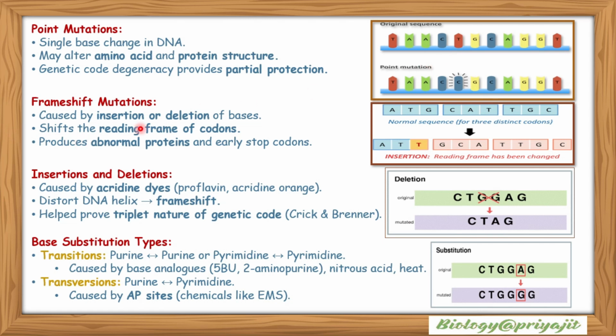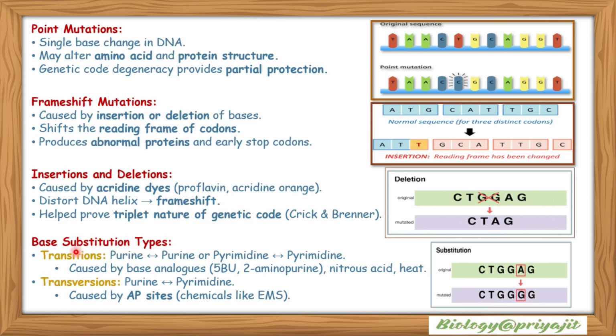Frameshift mutation is caused by insertion or deletion of bases, which shifts the reading frame of codons and produces abnormal proteins and early stop codons. The image shown here depicts a frameshift mutation that has occurred by means of insertion. Insertion and deletion are caused by acridine dyes such as proflavin and acridine orange. They distort the DNA helix and cause frameshift mutation. This helped prove the triplet nature of the genetic code, which was proposed by Crick and Brenner.